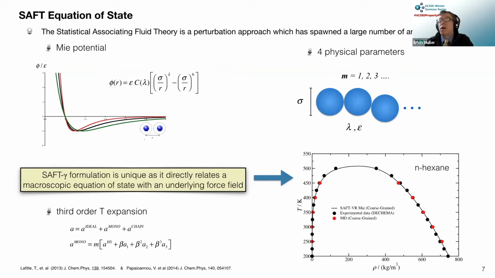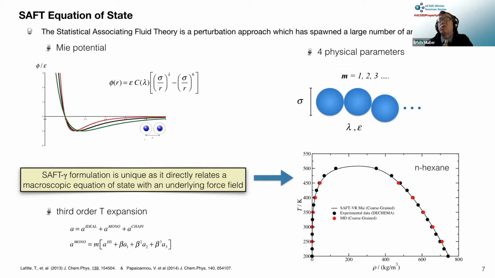On the right-hand side, you see a parametrization for the phase diagram of hexane, and you see the equation of state as a solid line, smooth experimental data as black lines, and MD of the potential as a red line. So there's a fairly good amount of consistency in the model and in terms of what it does.